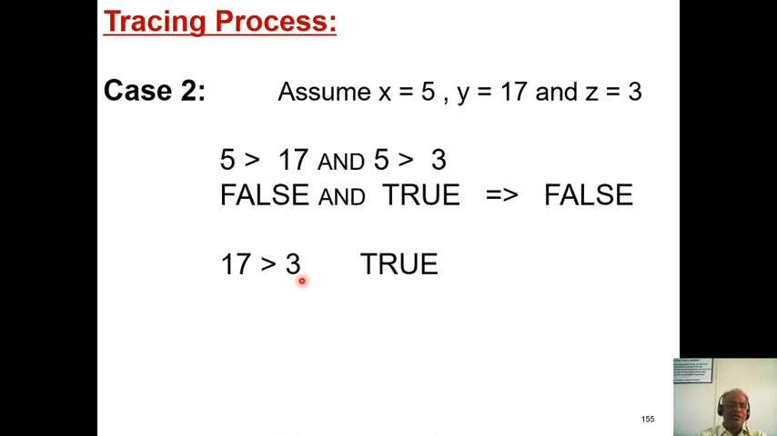17 is nothing but y. y greater than z. Yes, it is true. It is true, which means the maximum value is 17. So that is the second case, and here we took the y value as the maximum value. In the first case, we took the x value as the maximum value. So the tracing process is done in this way.